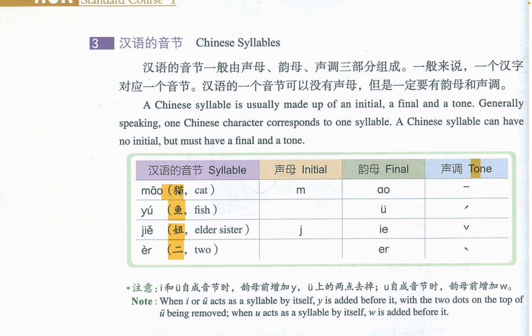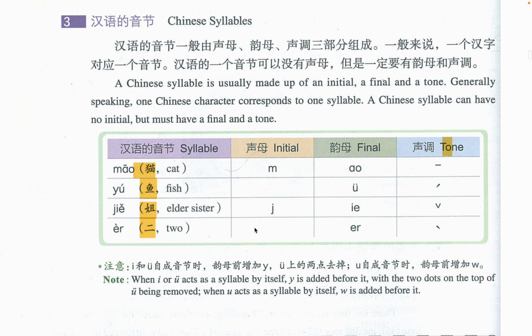Let's read it together. We have Mao, Yu, Jie, Er. Now say along with me. Don't be shy. You can get it. Let's go. One, two, ready? Go. Mao, Mao, Mao. Yu, Yu, Yu. Jie, Jie, Jie. Er, Er, Er. All right, very good. Let's proceed.